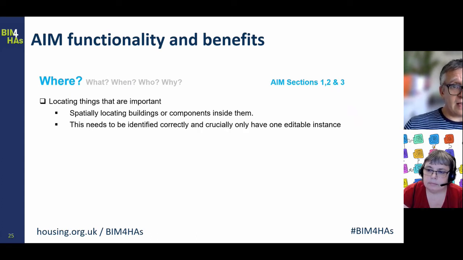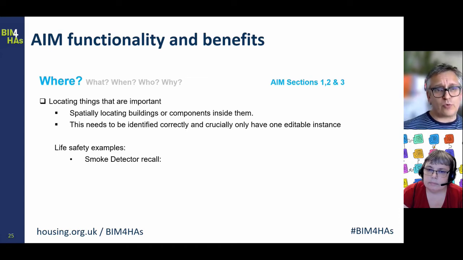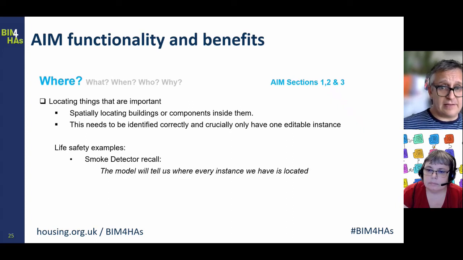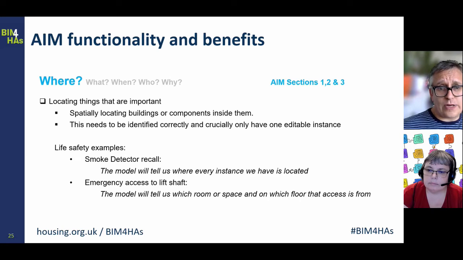And this is very important for your golden thread purposes to be identified critically and have one editable instance that gives you that single source of truth. Some life safety examples of what that might be. If you have a smoke detector recall, where are the smoke detectors? Are they in block 1 or block 2? The asset information model will enable you to find all of that. And emergency access to a lift shaft, it can tell you which room or space and which floor the access to that lift shaft is from.